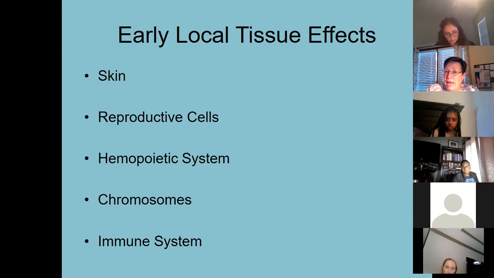But now we're going to look at what are the specific types of damage to some common tissues and organs. So we're going to look at early local tissue effects on the skin, on the reproductive cells, on the hemopoietic system, which are the blood cells. We're going to briefly mention chromosomes because we already talked about chromosomes in the previous unit. And then last but not least, we'll talk about radiation effects on the immune system.